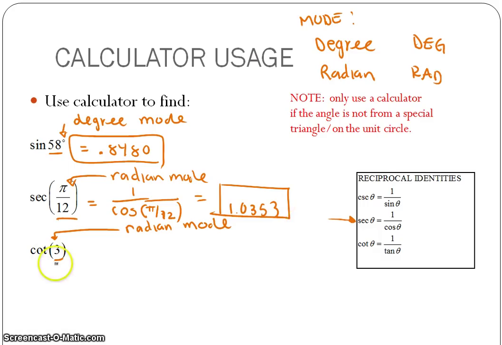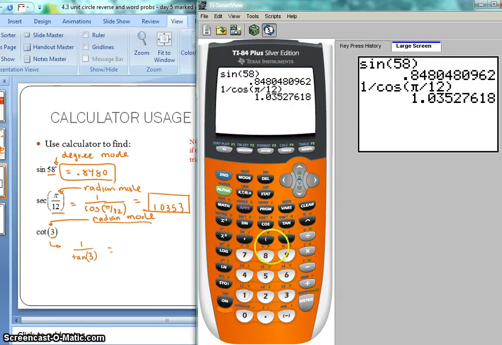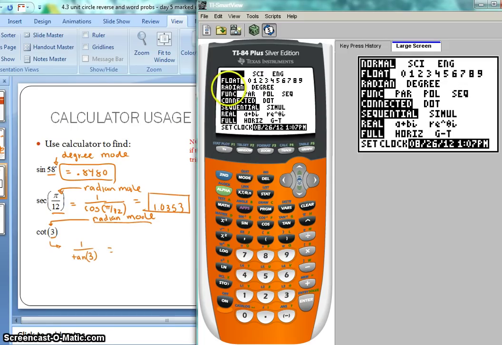So finally, cotangent, we need to be in radian mode, which our calculator should still be in, but to use cotangent, since our calculator only has sine, cosine, and tangent buttons, we're going to rewrite it using the reciprocal identity. So this is equivalent to 1 over tangent of that angle, 3 radians, and so this is how we're going to enter it into our calculator. And let's go ahead and go back to the calculator. Okay, so it's 1 divided by tangent of 3, and remember it's 3 radians, and it's going to know it's radians because our mode was radians.